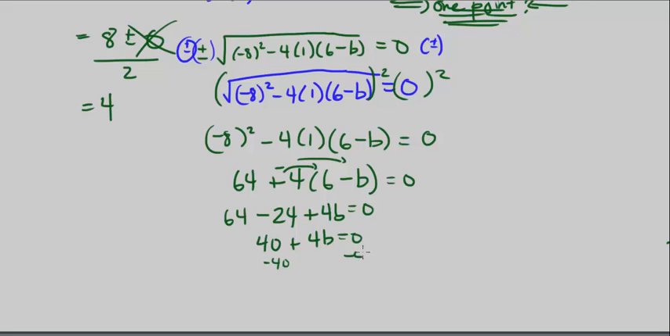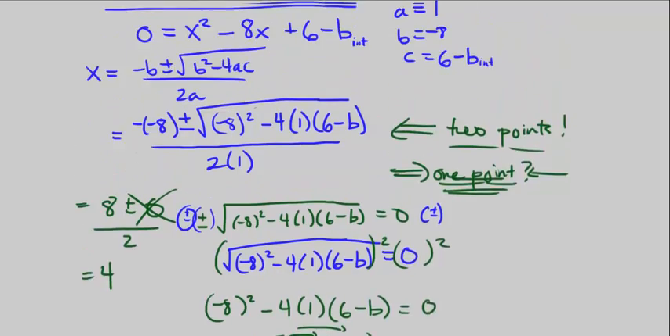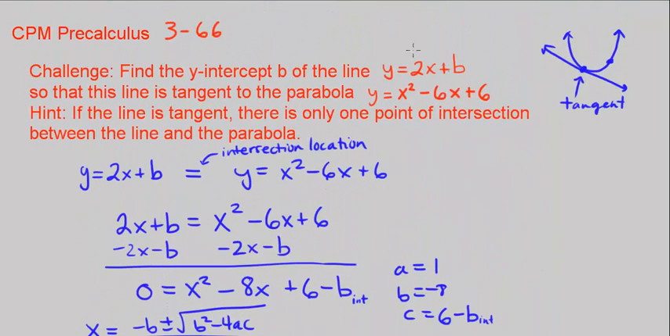Subtract 40 from both sides. 4b is equal to negative 40. Divide both sides by 4, and you're left with b has to equal negative 10. Box that answer because this is the answer. b needs to be negative 10 for this problem to have a tangent line, right? So here, let's go back and look at the problem. Find the y-intercept b. We just found b is negative 10, right?